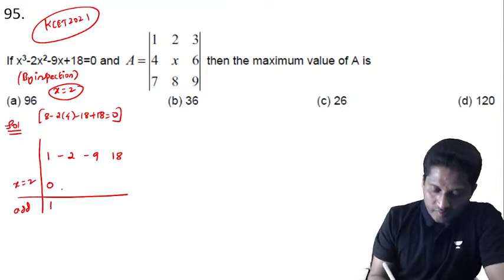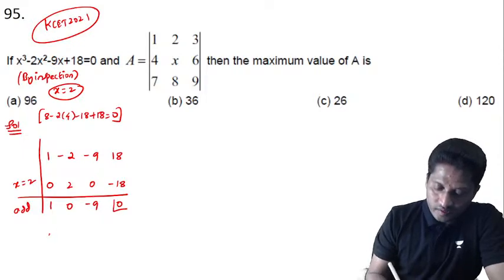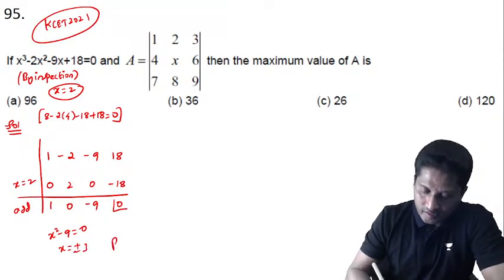1 plus 0 is 1. 1 into 2 is 2. Add, you get 0. 0 into 2 is 0. Add, you get minus 9. Minus 9 into 2 is minus 18. So this is 0. Roots are x square minus 9 equal to 0. Reduced equation, x is equal to plus minus 3. Now I'm getting the roots as 2, 3 and minus 3.